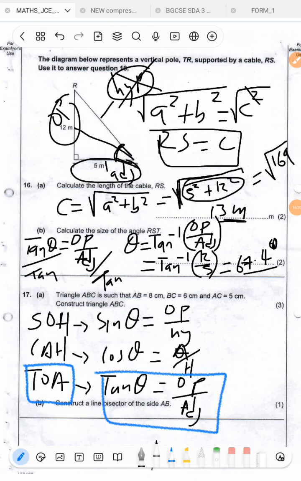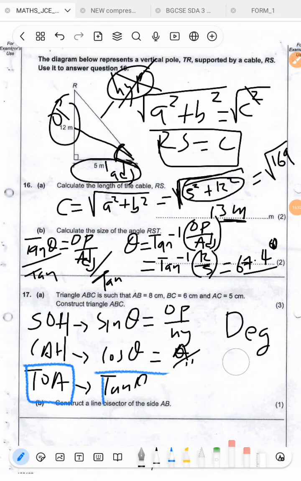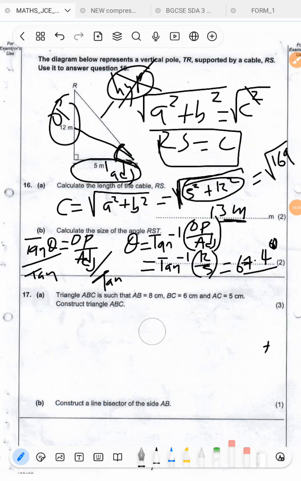Now the only advice I can give you here is that whenever you're doing this type of calculation where you have sine theta, cos theta, always make sure that your calculator is in degree, not rad. Always reset your calculator when you're doing this type of question that involves angles and trig functions.